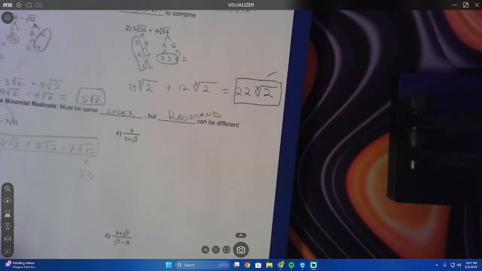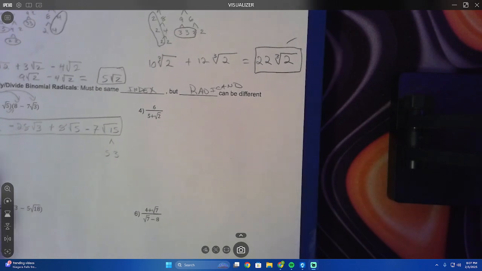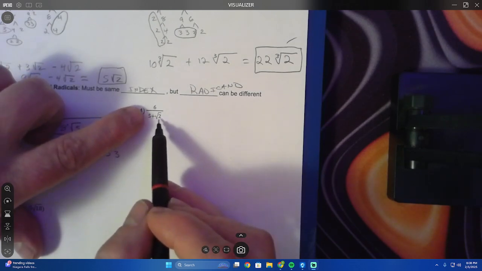All right, next thing I want to talk about is dividing radical expressions. Now, dividing radicals is not really what we're going to do here. What we are going to do here is rationalize the denominator. And what does that mean? Well, remember, all fractions are division problems. So what I actually am saying here is I'm dividing by 5 plus square root of 2.